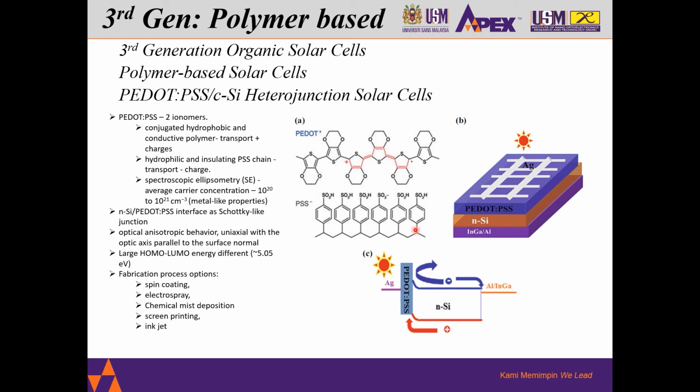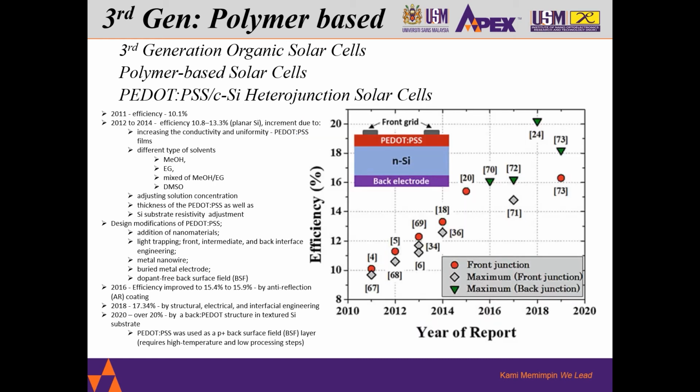The fabrication processes for these types of solar cells include spin coating, electrospray, chemical mist deposition, screen printing, and inkjet. These are examples of a typical structure of a PEDOT:PSS silicon crystalline heterojunction solar cell. The evolution of efficiency of the PEDOT:PSS crystalline silicon heterojunction solar cell is shown in this figure.